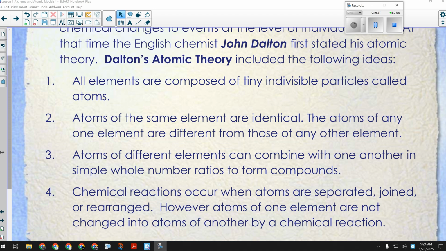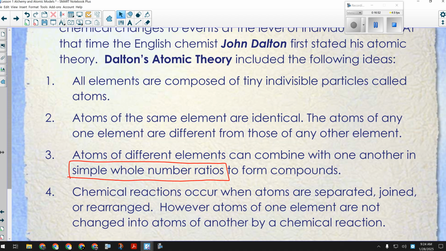Okay, number 3. Atoms of different elements can combine with one another in simple whole number ratios to form compounds. So here Dalton says, here's how you make new things. You can put atoms together and that'll make something new. But this part of it is very important.